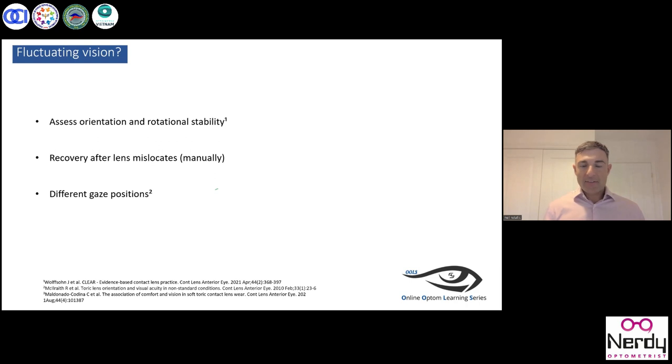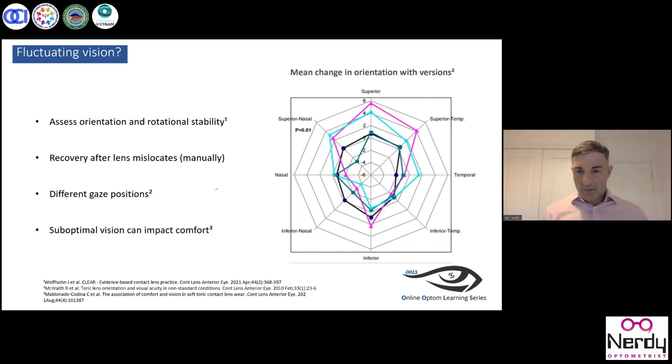What's also really important is to think about what happens in different gaze positions. This is a chart that's quite often used in research, where they plot what happens when you look in different positions. That could be useful when you're talking to patients about what's happening with their vision. If you think about driving, you're quite often flicking your eyes up, depending on whether you're driving a left or right-handed car, to look in the mirror to reverse. You're also looking down towards the gear stick and to the side. So if the lens is moving off axis quite a bit in those peripheral gaze positions, that could be impacting performance during those tasks.